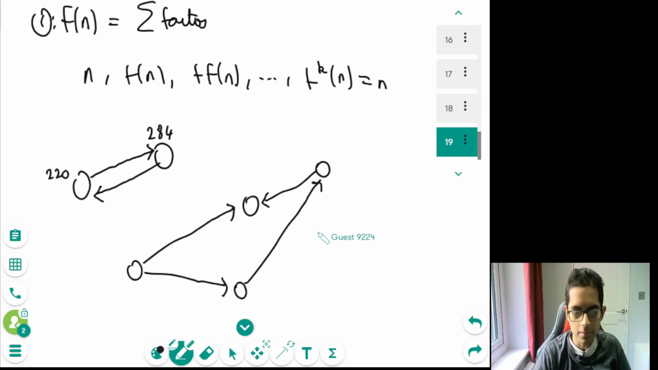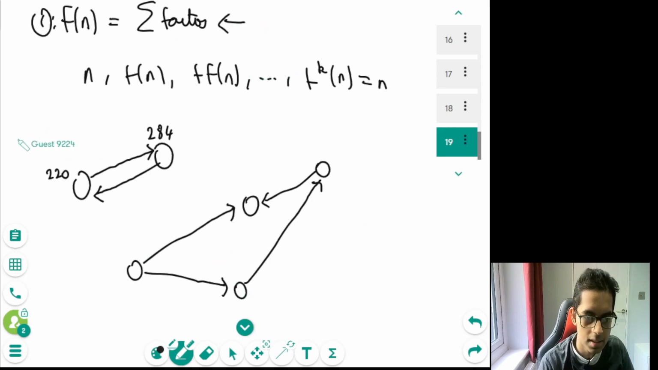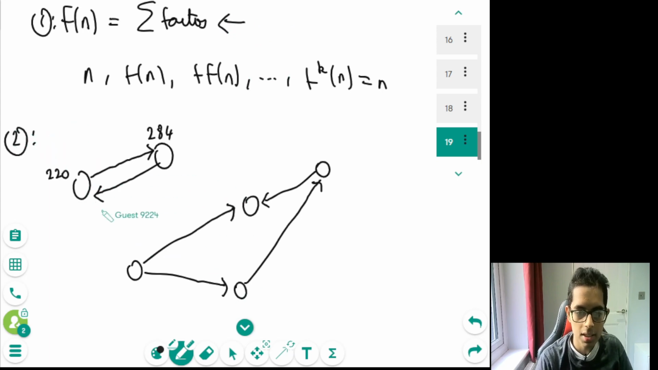So just to recap, first of all, we come up with some function, f of n, which calculates the sum of the factors of a number. Then the second main part is we represent each number with a node, and then we see which numbers are connected to which other numbers. And then after that, the third part is essentially we need to find the longest length cycle within this structure, and the structure is the graph. Okay, I hope that all makes sense.